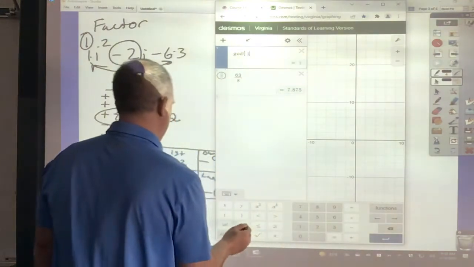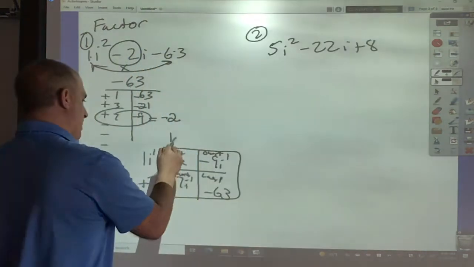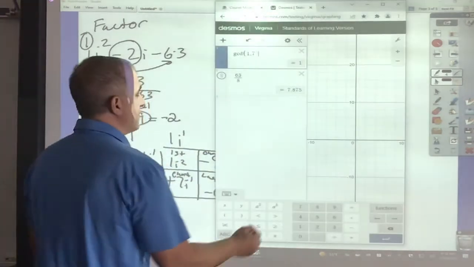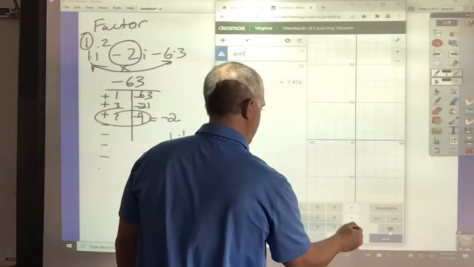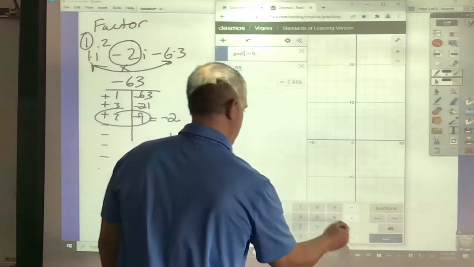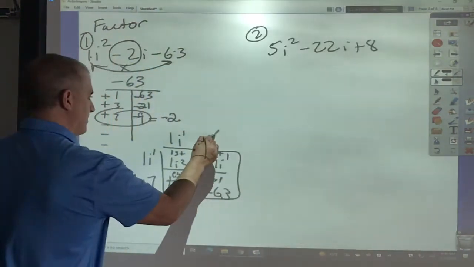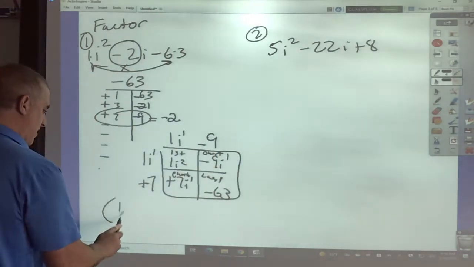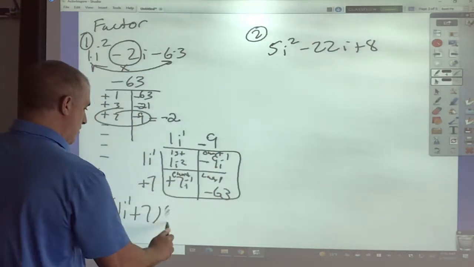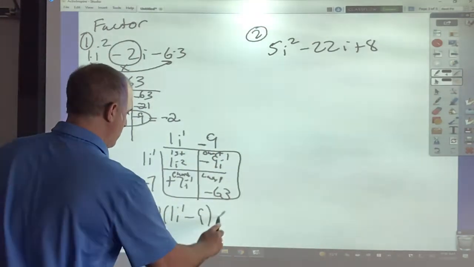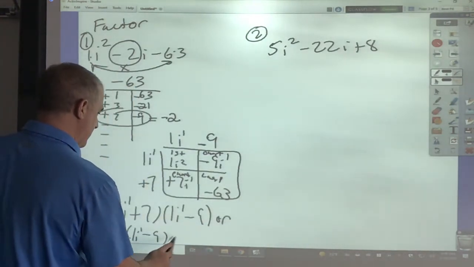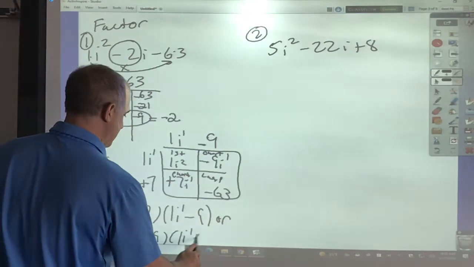1 and 7, that's 1. They have an i to the first in common. That is -9 and -63. That is 9. Since that touches a negative box, that will be negative. They don't have an i in common. So I got 1i to the first plus 7, 1i to the first minus 9, or you can do it as 1i to the first minus 9, 1i to the first plus 7.